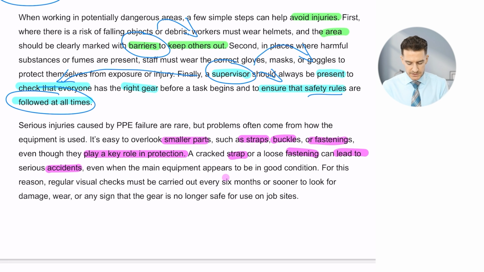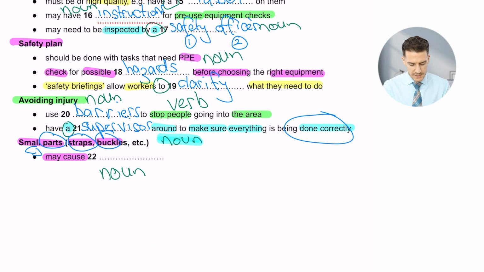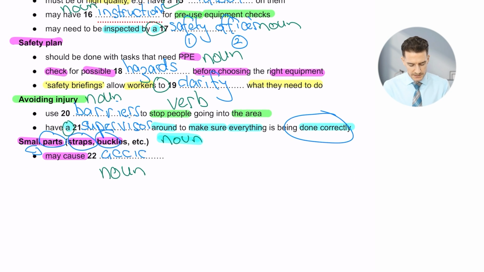For this reason, so it looks like accidents would be the answer there, because look what it says. The strap or the fastening can lead to. Okay, what's the result of that? Well, the result is accidents. So let's have a look. May cause accidents.